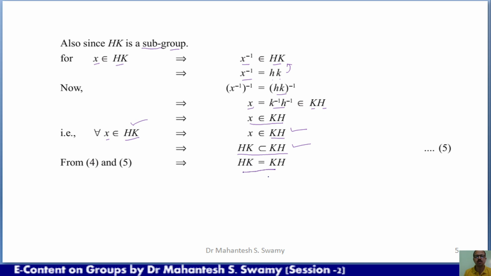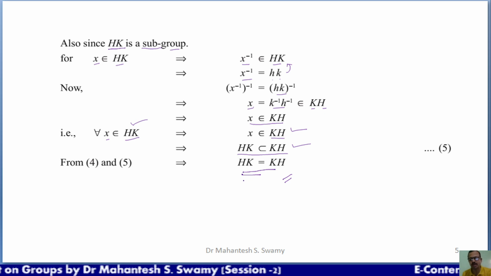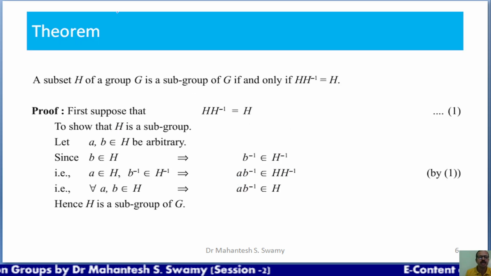Therefore, we can conclude that HK is equal to KH. So we proved the theorem. What we proved is that HK is a subgroup if and only if this condition is satisfied. So now let us move on to the next theorem.